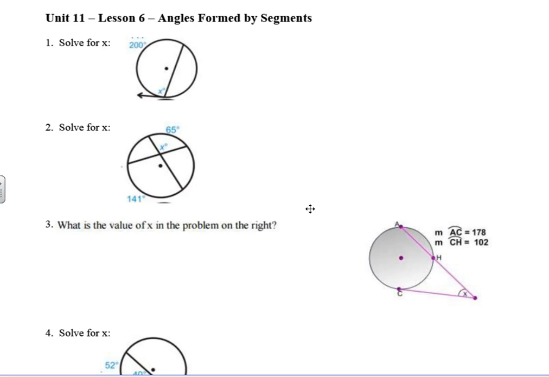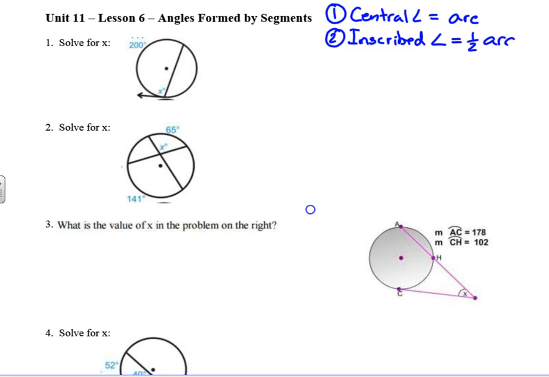Again, you can refer back to Lesson 4 that has specific things, but I'm just going to give you an overview of the four types of angles that we have. In Lesson 5, we looked at central angles, which were equal to the intercepted arc. And then we looked at inscribed angles when the vertex is on the circle, and the inscribed angle is half of the intercepted arc.